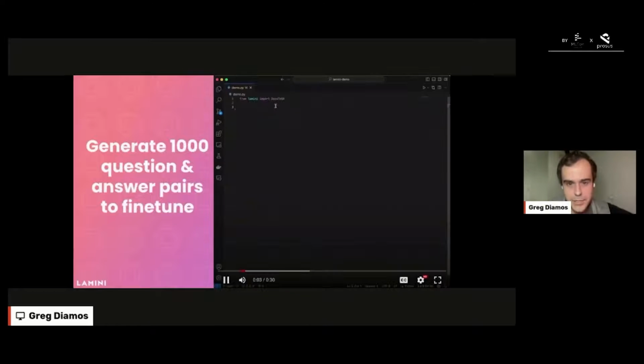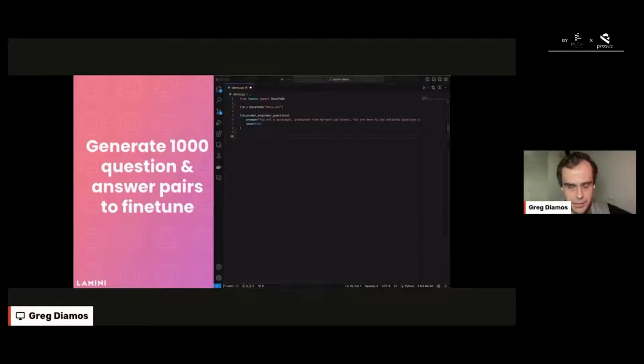Okay, so now the next step, this is where the magic actually happens. Here, we're essentially going to use the Llama docs QA interface.